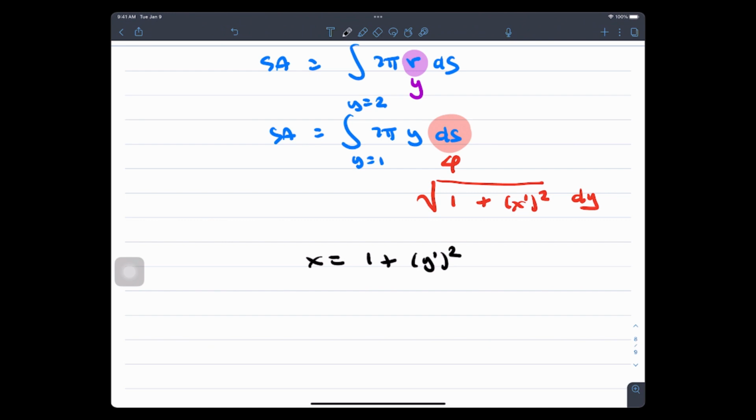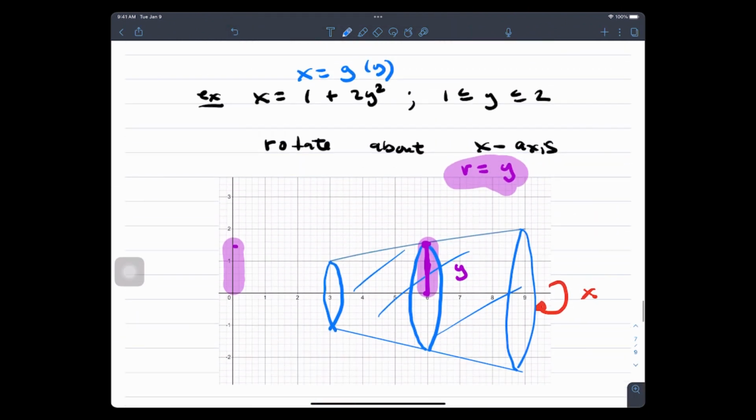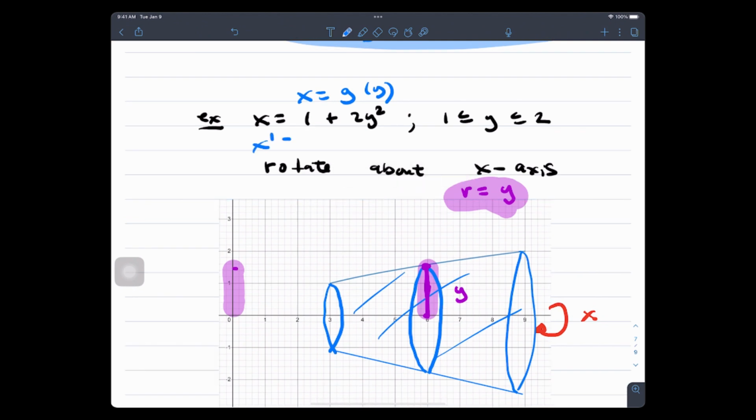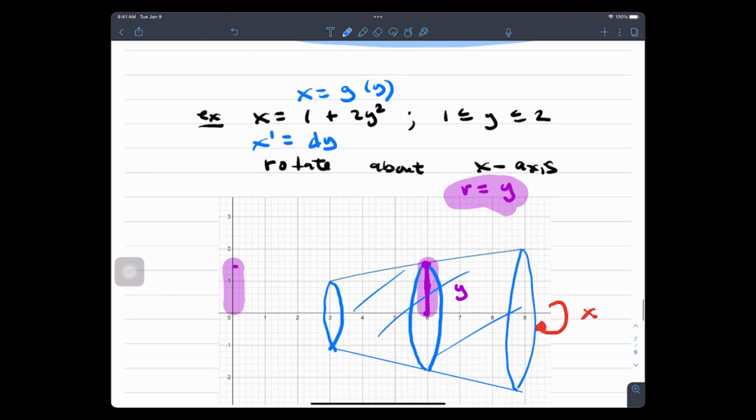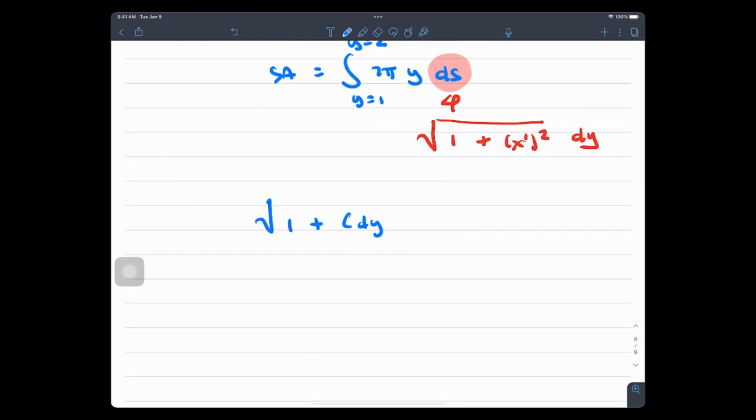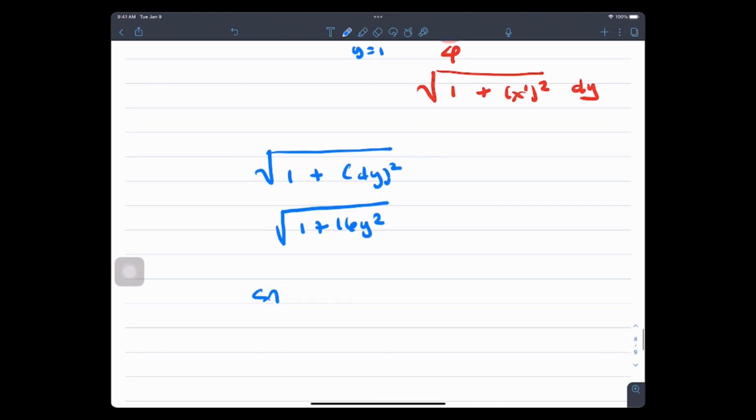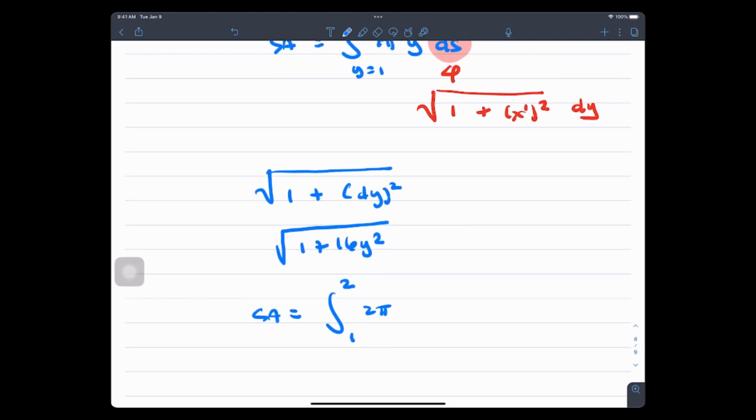Oops, I'm sorry. Sorry, let me get that here. What's x prime? You guys see what this is? If x is 1 plus 2y squared, what's x prime? Isn't that 4y? So you get 1 plus what? 4y squared. Square root of 1 plus 16y squared. y is 1 to 2, and then you have what? 2 pi y square root of 1 plus 16y squared, and then this will be a dy.